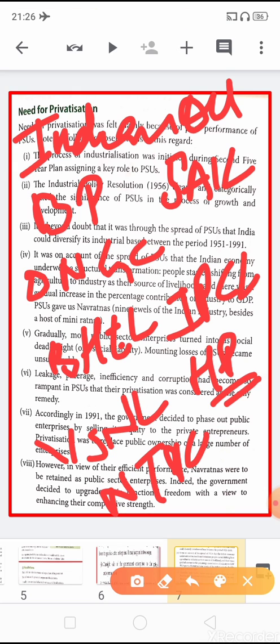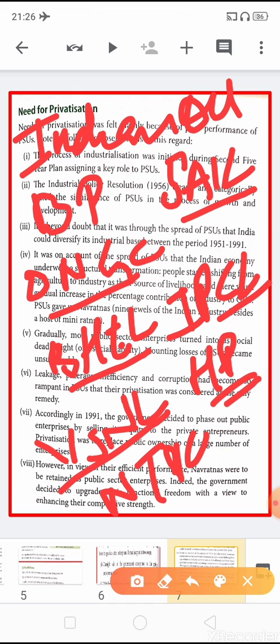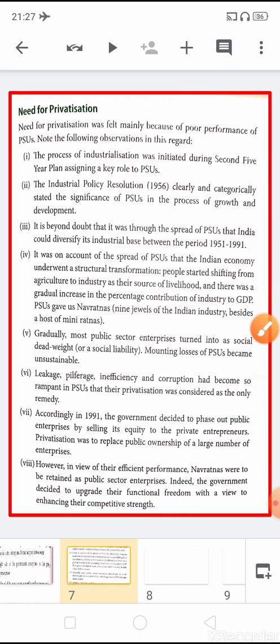So these nine industries are basically the Indian Oil Corporation, Bharat Petroleum Corporation Limited, next is ONGC, that is Oil and Natural Gas Corporation, SAIL, that is Steel Authority of India Limited, BHEL, that is Bharat Heavy Electricals Limited, IPCL, that is Indian Petrochemicals Corporation Limited, VSNL, Videsh Sanchar Nigam Limited, NTPC, National Thermal Power Corporation, and HPCL, Hindustan Petroleum Corporation Limited. So these are the nine industries which are reserved for public sector enterprises.